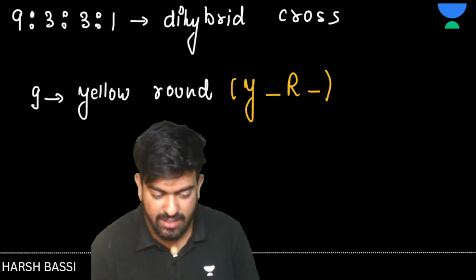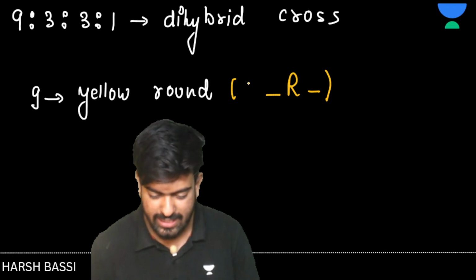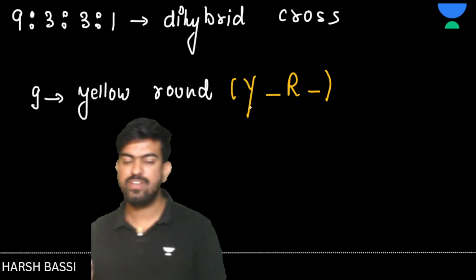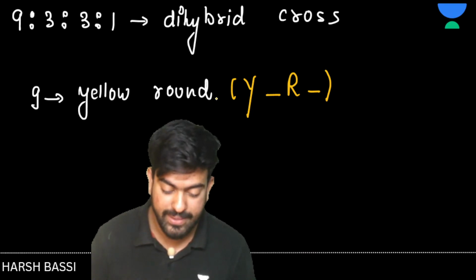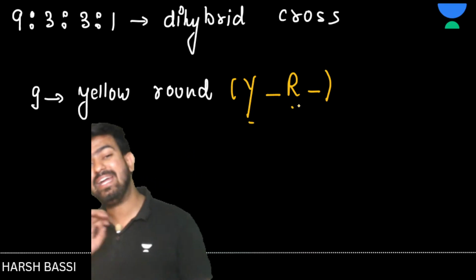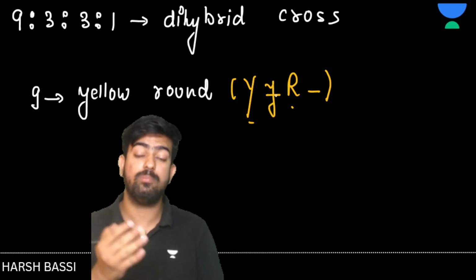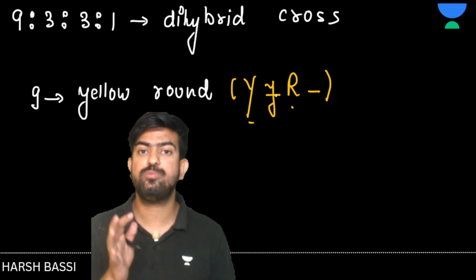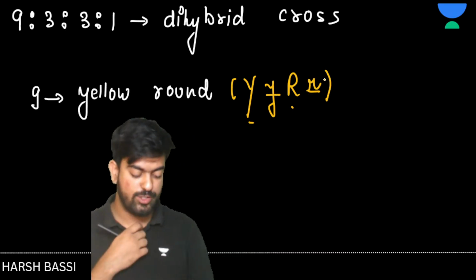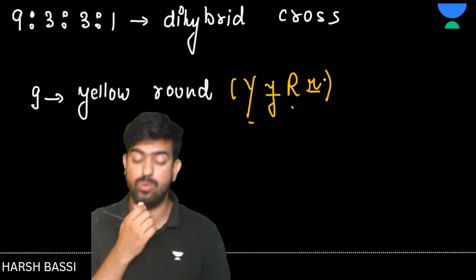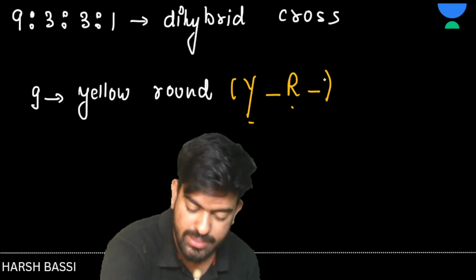If suppose we have capital Y and capital R in this case, then whatever gene comes in the other place, if it is capital Y or small y, then also it is going to produce yellow and round. If small r comes, then also it is going to produce yellow and round seeds. Yes or no? Because one allele is dominant, right?